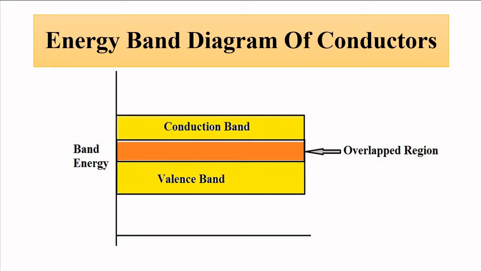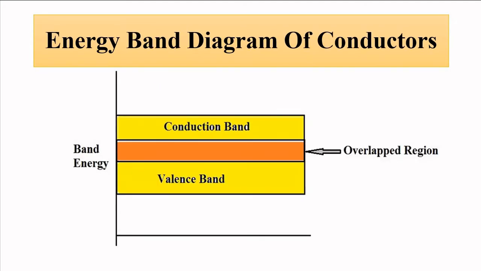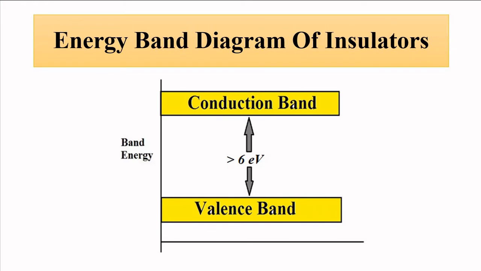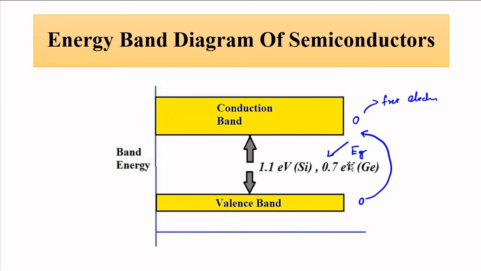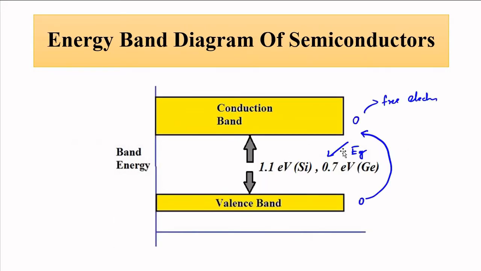But semiconductors lie in between good conductors and good insulators, between perfect conductors and perfect insulators. The energy difference for semiconductors is in between these two. For insulators it is very high, for conductors it is none, for semiconductors it is somewhere in between. So this is the energy band diagram of the semiconductors.